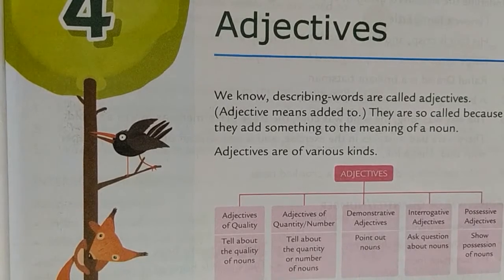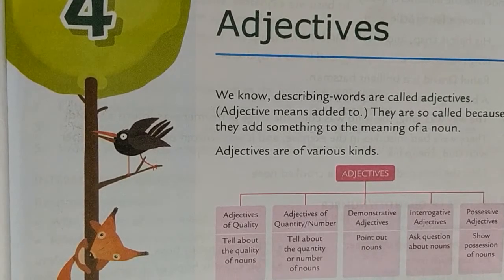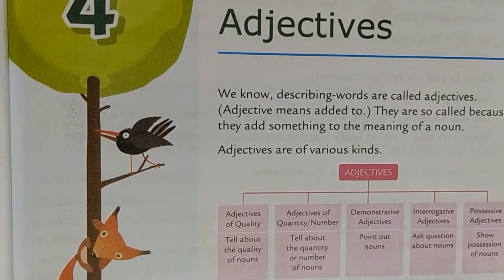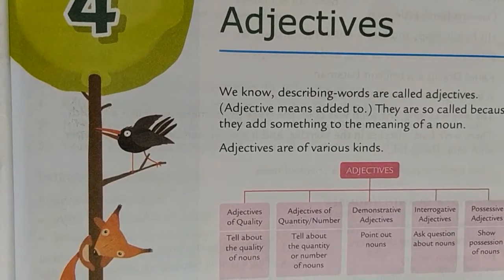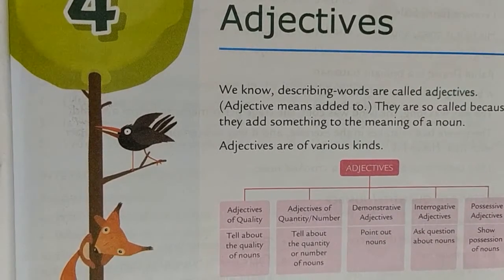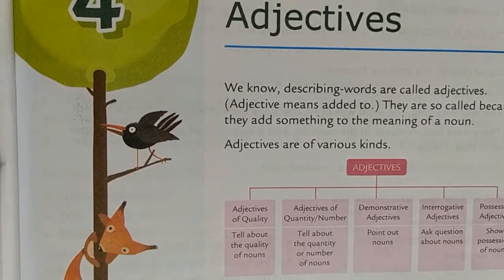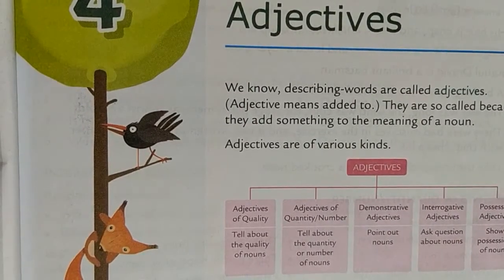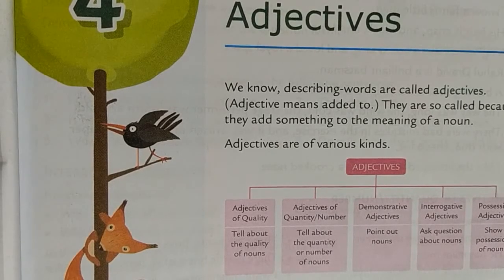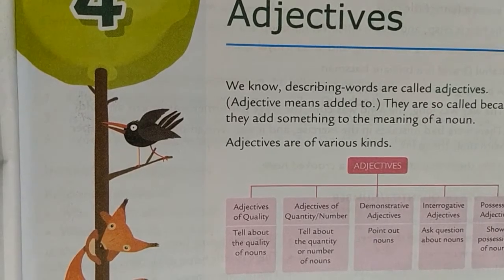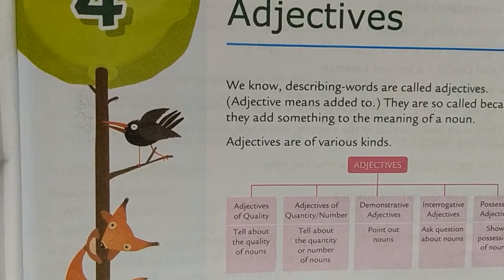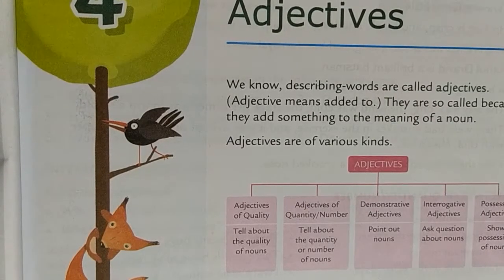Today we are going to do the chapter from your grammar book and the chapter name is adjectives. In Hindi you can call it Visheshan. Adjectives are known as describing words. They describe a noun or pronoun, or you can say they add meaning to a sentence.